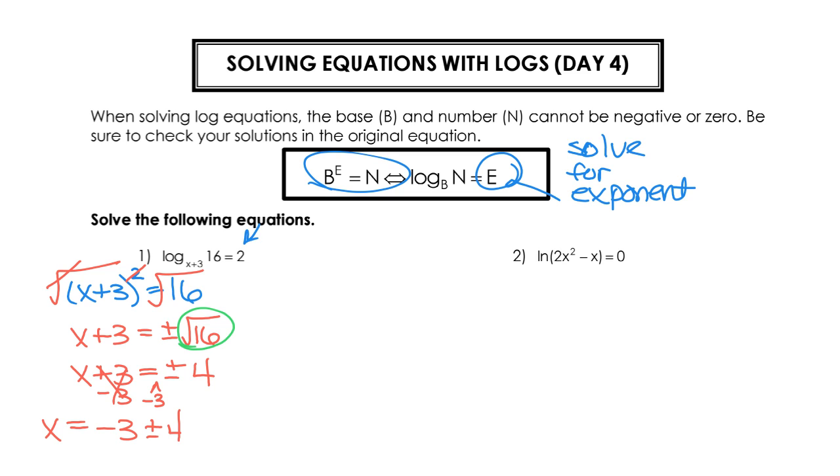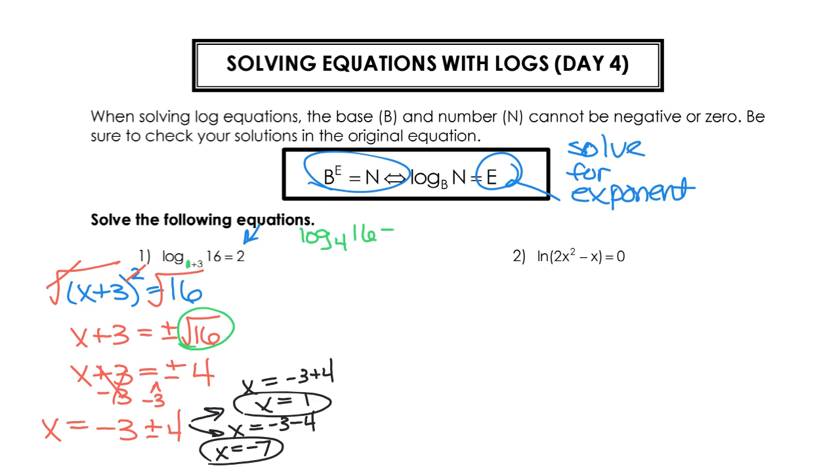Therefore, one of our answers is x equals negative 3 plus 4, which is a value of 1. And our other answer would be x equals negative 3 minus 4, which is an x value of negative 7. Now we're going to take our two answers and double check them. If I take my answer of 1 and plug it in for x, that's the log with a base of 4 of 16 equals 2. And 4 to the second is 16. So this one checks out.